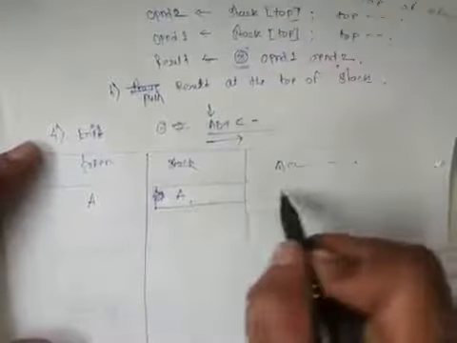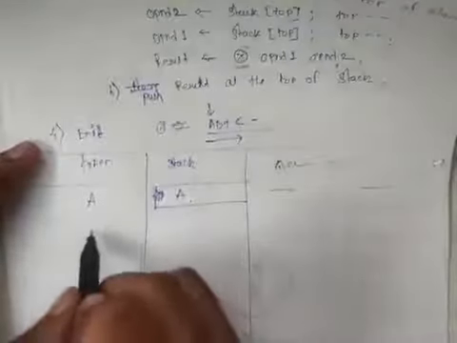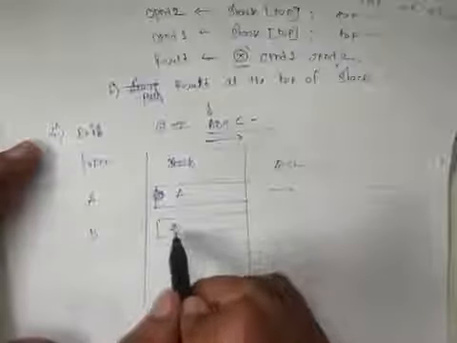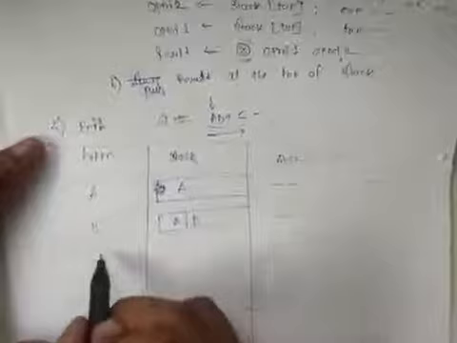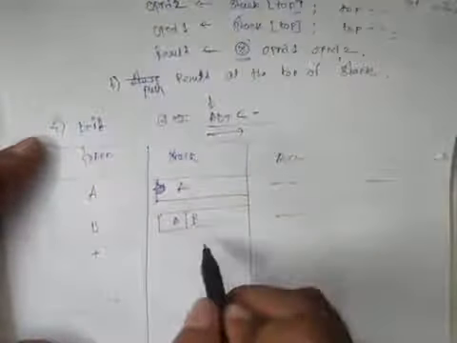Now the action is what? Push operand on the top of the stack. Then the next token is what? B. Again what we are going to do? We are going to push that operand B on the top of the stack. Okay, next token is what? Plus sign. So whenever an operator is encountered, what we are going to do?